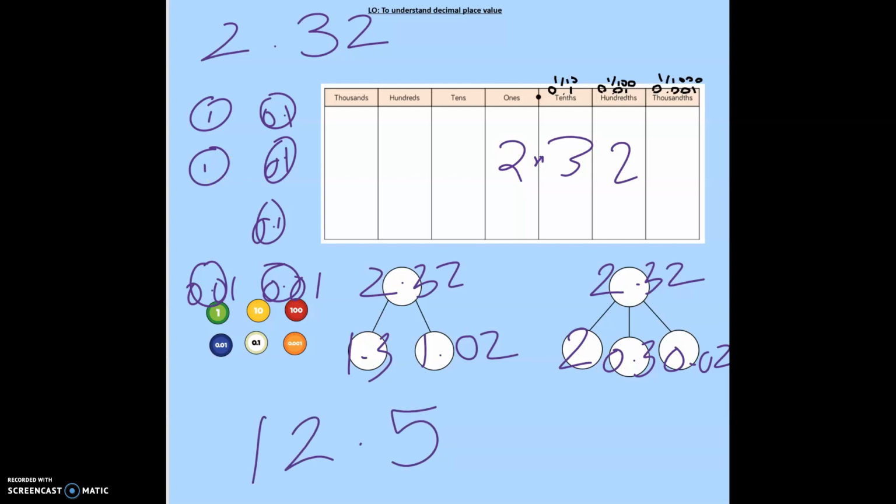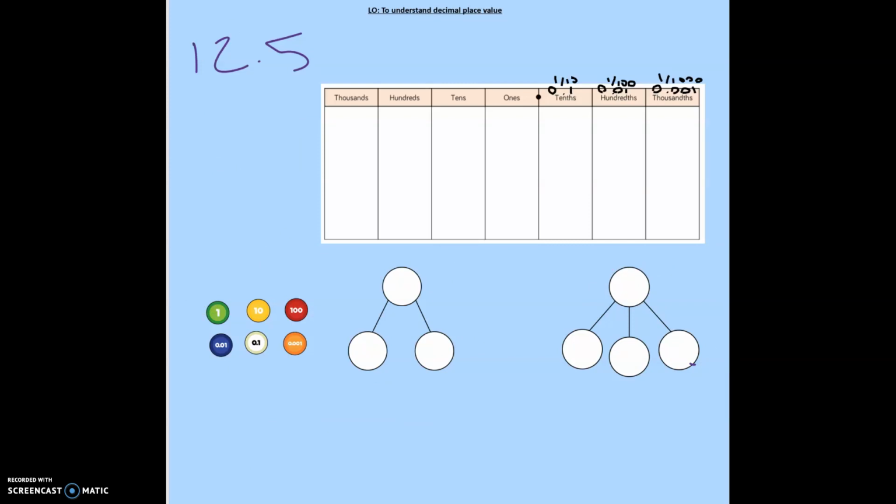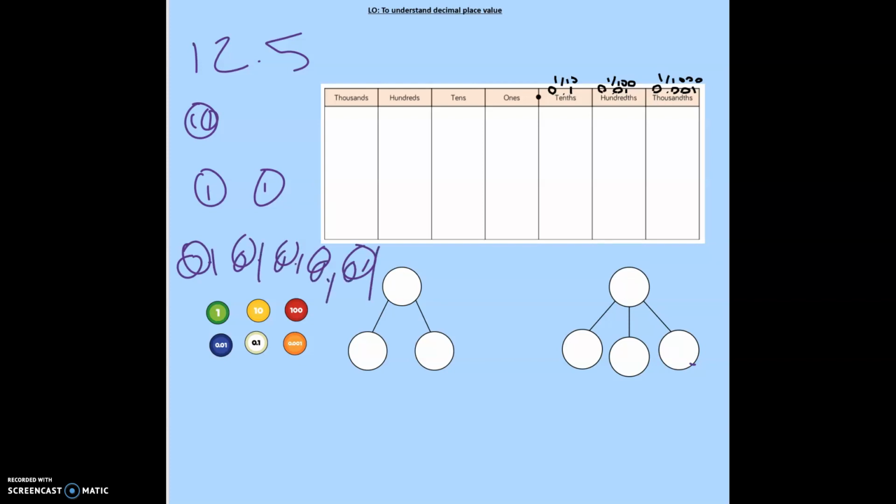Off you go now. Okay, so hopefully you've managed to have a go at 12.5. Straight away I can draw my counters. I've got 1 10 counter, sorry, let me put that as a 10. I've got 2 1 counters, and I've got 5 0.1 counters. Sorry, I can't draw them very well. Okay, I can put 12.5 into my place value columns, and then I can split them in different ways.